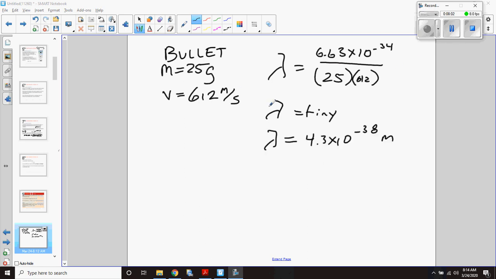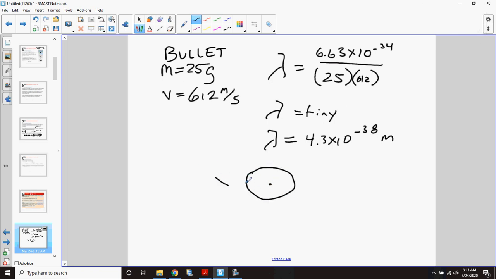So if you plug the numbers in, you end up with a wavelength of 4.3 times 10 to the negative 38 meters, which is so small. It's actually smaller than an atom. Just to put this in perspective, a hydrogen atom has a diameter, from here to here, of about 1 times 10 to the negative 10 meters. So the wavelength of a bullet traveling 612 meters per second is a tiny, tiny, tiny fraction of the size of a hydrogen atom, which basically means it's meaningless.